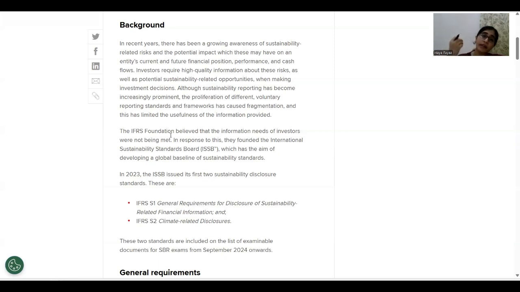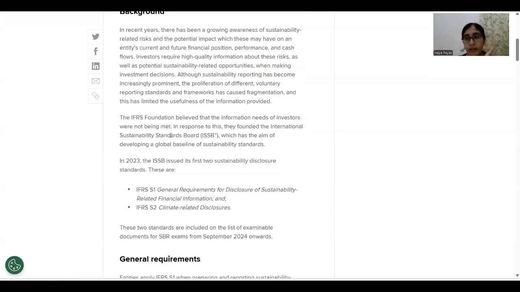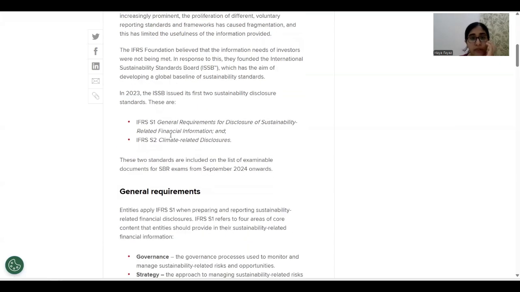However, even other accounting standards are adapting to this, so we need to be aware of that fact, and we need to be aware of how to do the accounting for it. The IFRS Foundation believes that the information needs of investors were not being met. In response, they founded the ISSB.